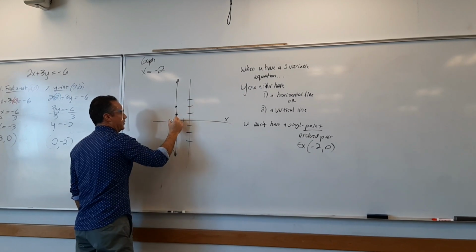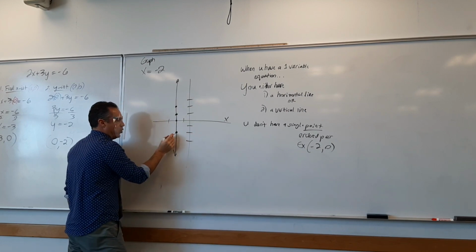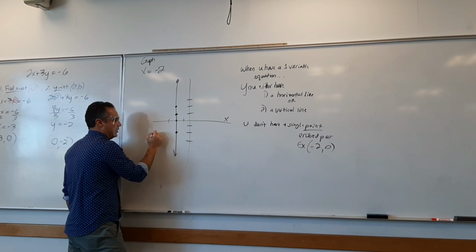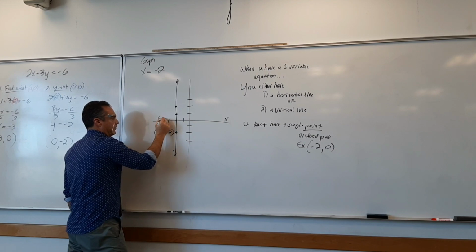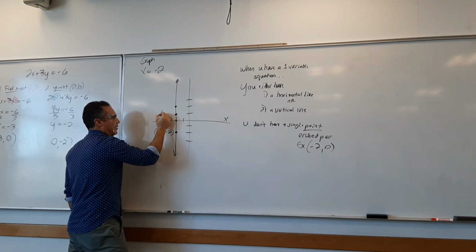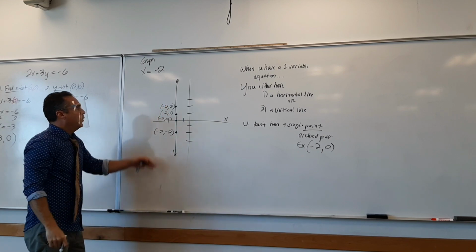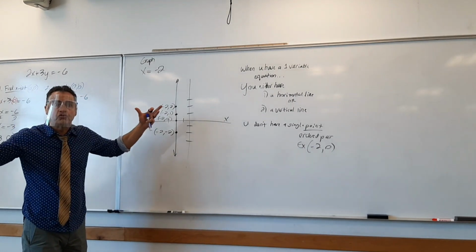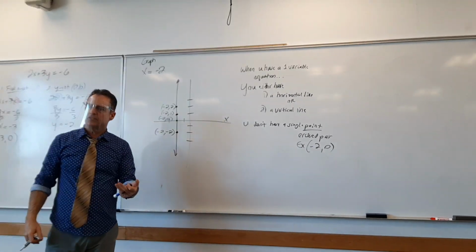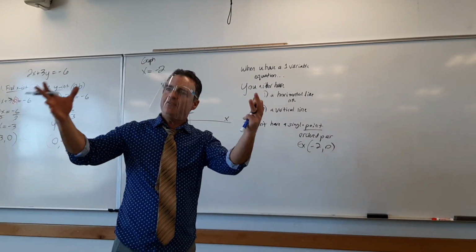1, 2, 3, and 4. I want you guys to tell me right now, what are the coordinates of this point? Coordinates of this point, right here. -2. Give me this one. Hurry. -2, 0. This one right here. -2. This one right here. -2. What is x equal at every point? -2. And that's why the equation is x equals -2, because for every point, x equals -2.